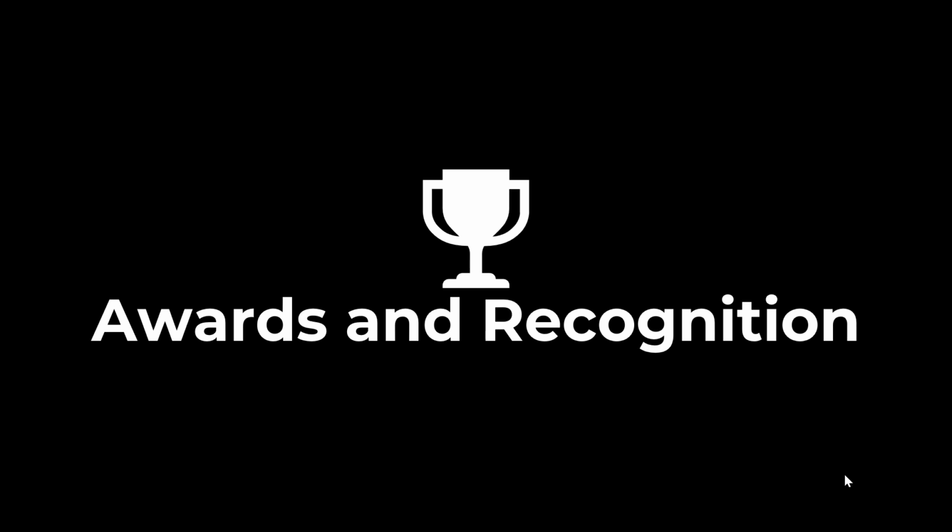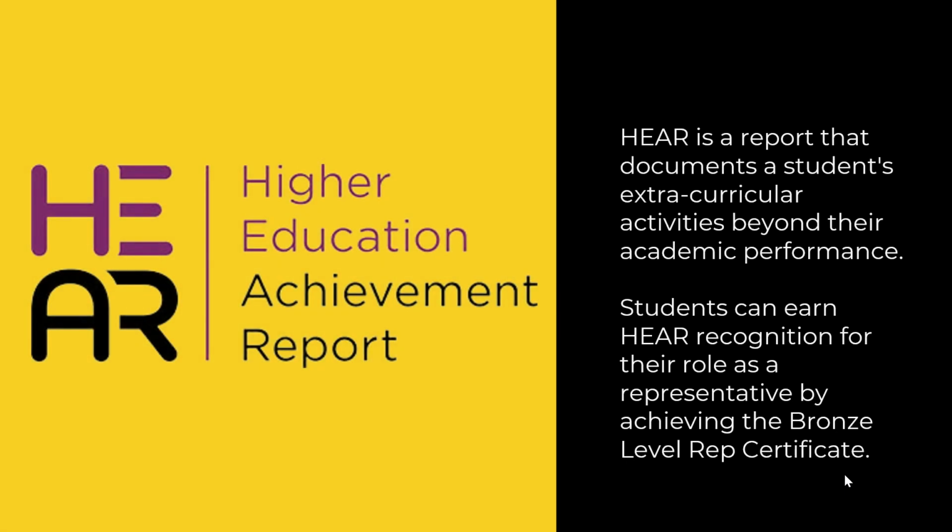And now on to awards and recognition. So firstly, every student has a Higher Education Achievement Report, also known as HEAR. HEAR is a report that documents a student's extracurricular activities beyond their academic performance while at university. So whether you're on a committee of a society, a sports team, maybe you were one of the ambassadors, all of that does get recorded on your HEAR report. Students can earn HEAR recognition for their role as a rep by achieving the minimum of the bronze level rep certificate, which I'll be going through in just a moment.